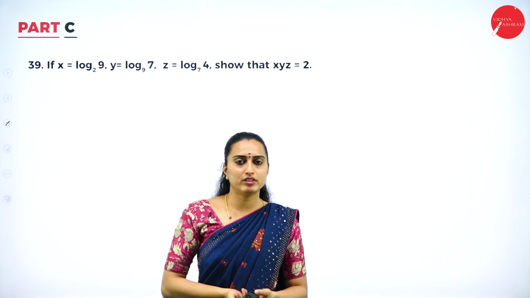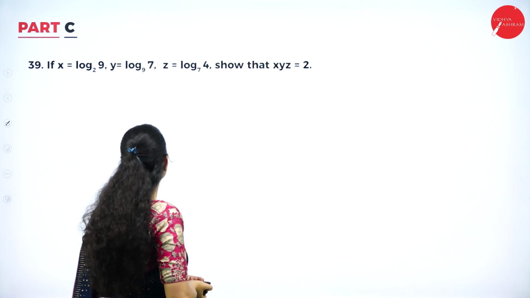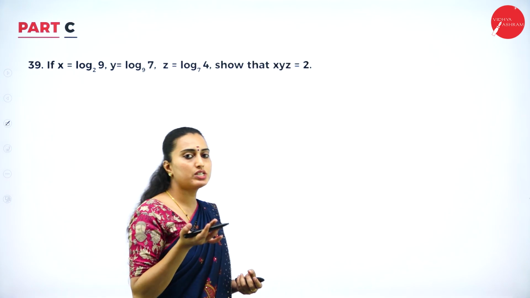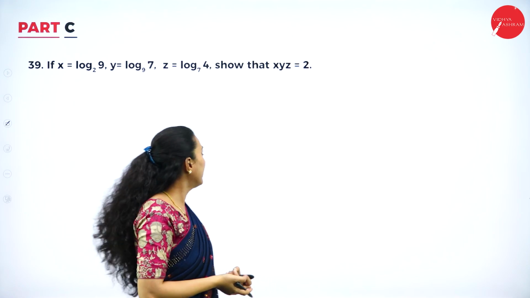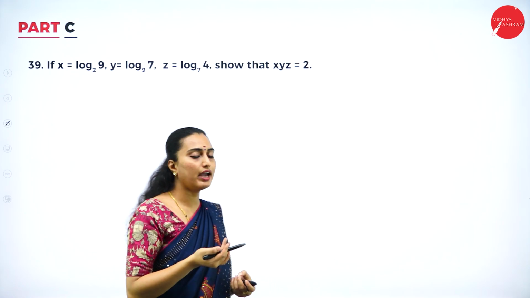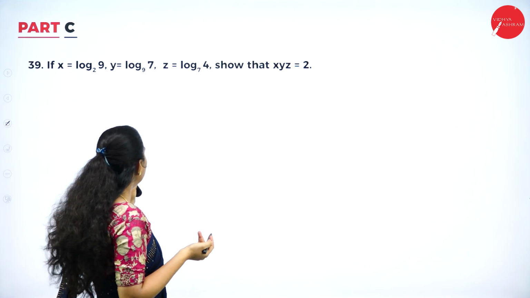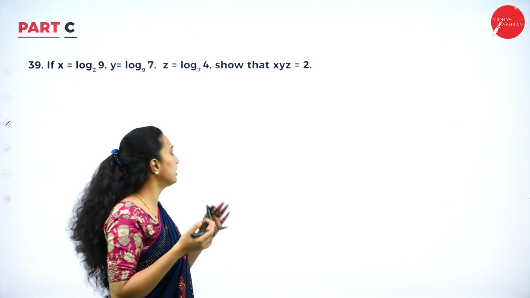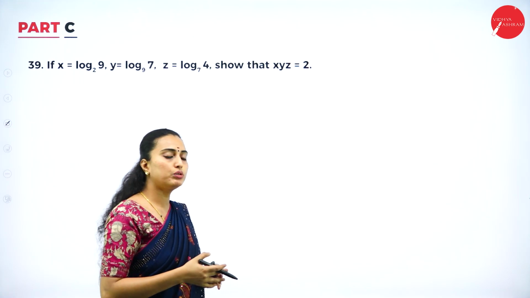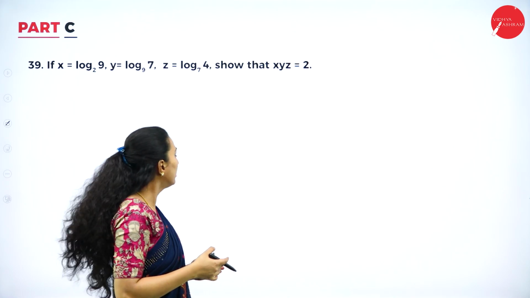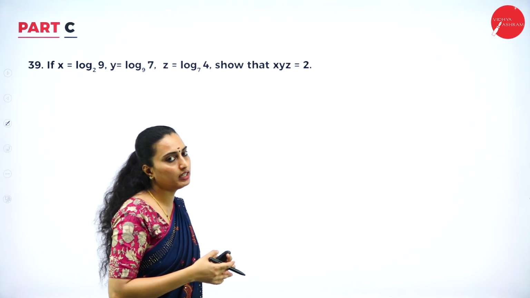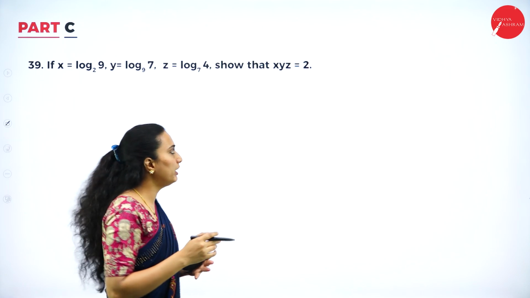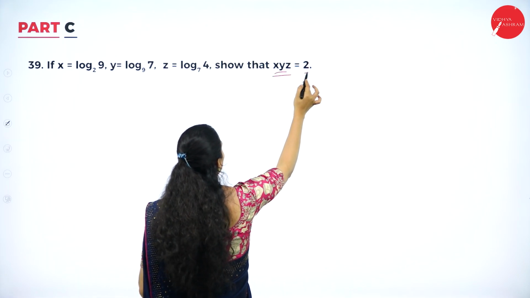Now we'll be moving on to the next problem here. What they have asked, which is our question number 39: if x is equal to log 9 to the base 2, y is equal to log 7 to the base 9, and z is equal to log 4 to the base 7, then show that xyz is equal to 2. Now let me take the left hand side and prove the right hand side.